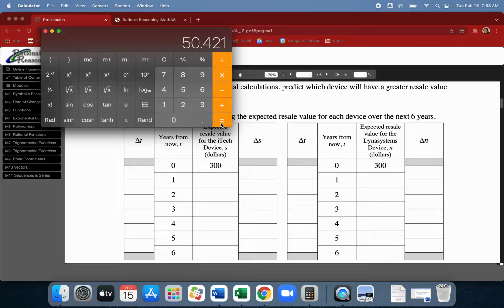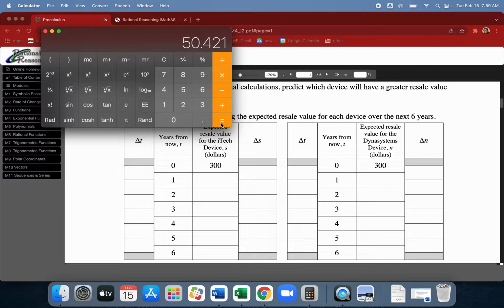Now the other one, the Dynasystems device, that's the one where it's decreasing by $45 per year. So in that case, this one's easy. Negative 45, down 45, down 45, down 45, down 45, until the end there. Decreasing by the same number of dollars each year, which I don't know if that's easier or harder to subtract, but we started out with 300, subtract $45, and that was $255, and then do it again. We're never going to end up with change. It's going to be whole numbers of dollars since we're just subtracting whole numbers of dollars, so mental math may be a little bit easier.